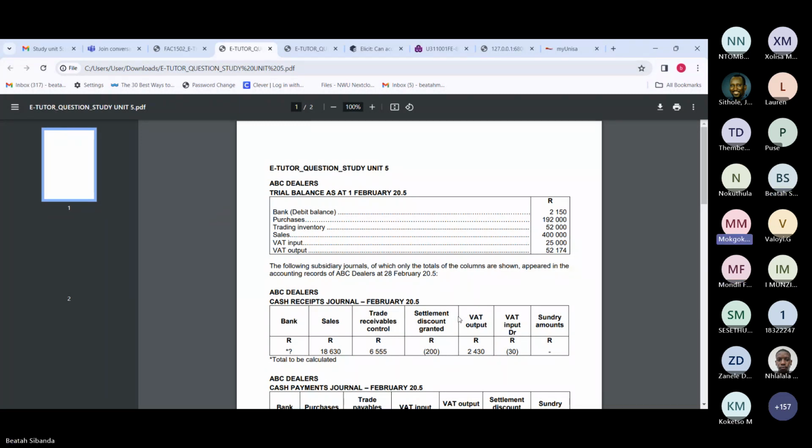Because the student must remember, on Study Unit 5, we said we used only the periodic inventory system. The perpetual inventory system we will use when we are doing Study Unit 7. For this Study Unit 5, it's only the periodic inventory system. There is no perpetual inventory system. If they go to Study Unit 5, it was 5.6.2 where we said the assumption in Study Unit 5 is that we only consider the periodic inventory system.